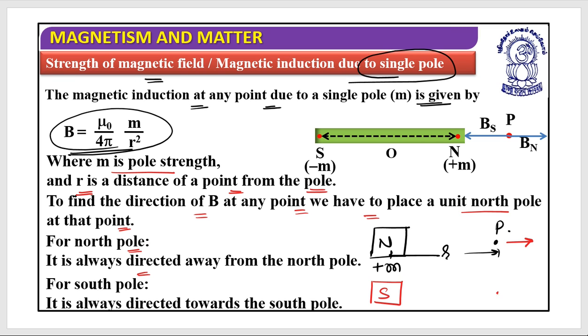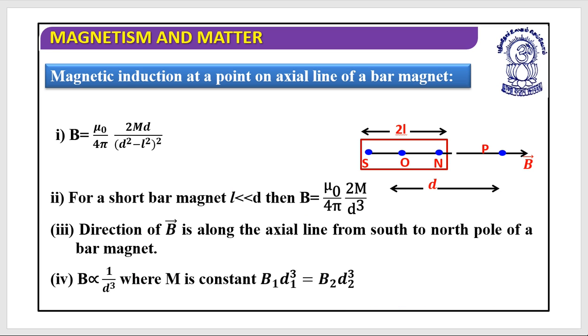It's a south pole. Let's suppose this is the location where you want to find out the magnetic field. This is the distance r. And for this, the direction of magnetic field will be in this direction. So it is always directed towards the south pole. I hope this is clear. So, for a monopole, magnetic field could be written as B is equal to mu naught by 4 pi into m by r square.